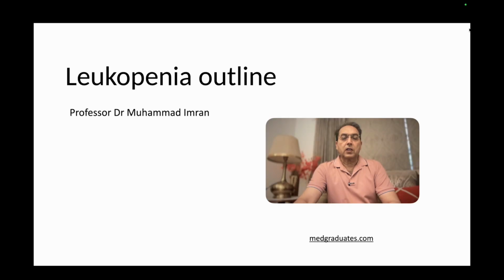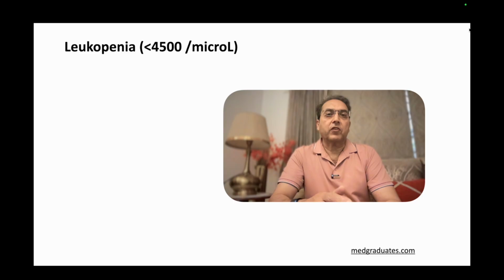So today we are going to discuss leukopenia. What is leukopenia? If the WBC count or TLC is less than 4500 per microliter, it is leukopenia. Now the problem with leukopenia is that leukopenia results in increased chances of developing different types of infections in the human body, and these infections can produce some symptoms.